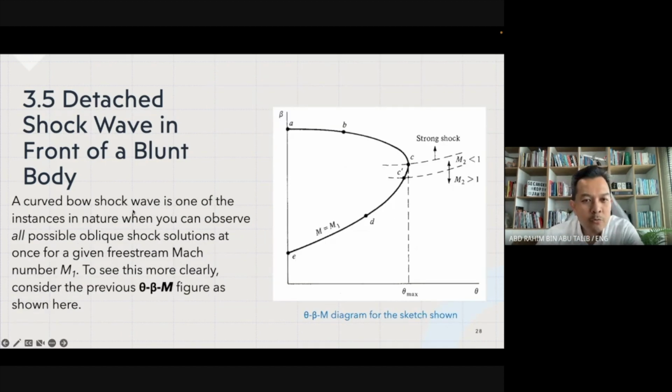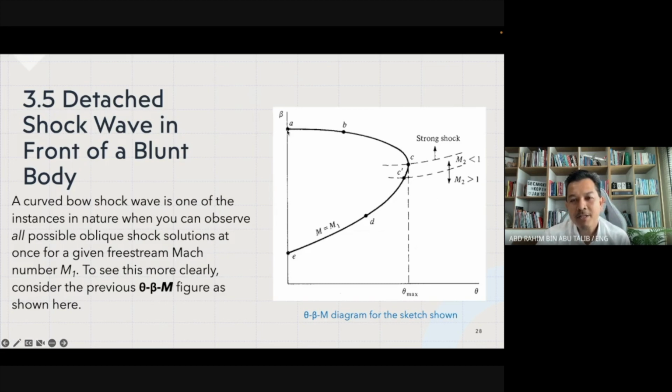A curved bow shock wave is one of the instances in nature when you can observe all possible oblique shock solutions at once for a given free stream Mach number M1. To see this more clearly, consider the previous theta-beta-Mach number figure as shown here, where we have a strong shock and a weak shock, and various positions A, B, C, C prime, D, and E.